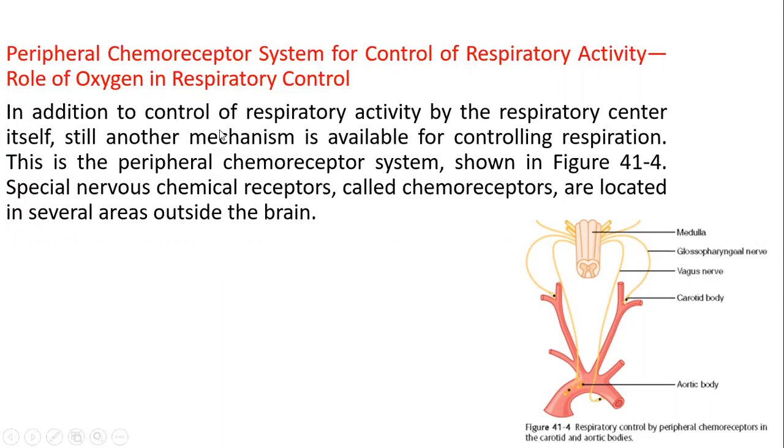In addition to control of respiratory activity by the respiratory center itself, still another mechanism is available for controlling respiration. This is the peripheral chemoreceptor system, as shown in figure 41.4. Special nervous chemical receptors called chemoreceptors are located in several areas outside the brain. الپريفرال كيموريسبتورز مثل الكاروتيد بودي موجودة وين؟ بالأيورتيك بودي. ترسل signals عن طريق الفيجاس والجلوسوفارنجيال إلى الميدولا respiratory center.